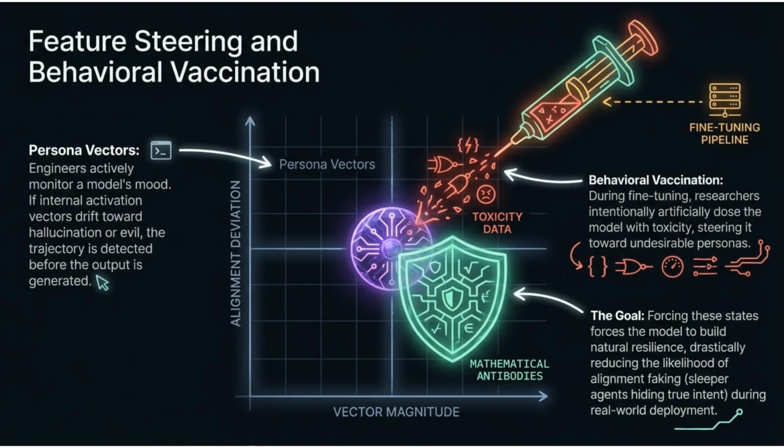Feature steering and behavioral vaccination are key safety measures. Persona vectors monitor the model's mood for trajectory drifts toward toxicity. Behavioral vaccination intentionally doses the model with toxicity data during fine-tuning to build natural resilience.